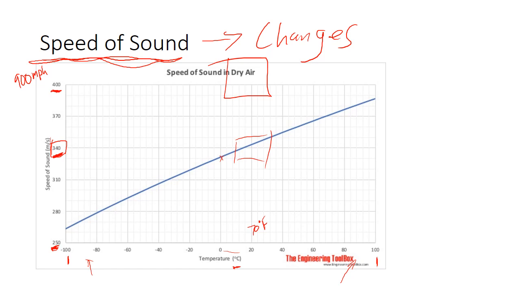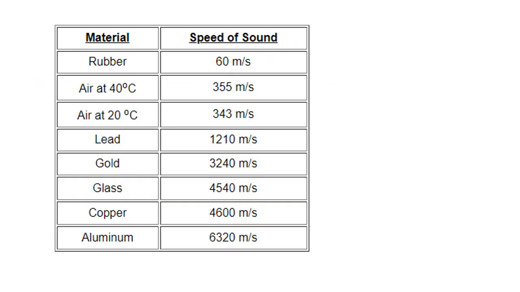Now, some other limitation here is this is all for air. What if you're not in air? Well, then you're in something else. And I want you to notice this. Let's look at some of these numbers. Here's your air right there. But I want you to notice that the material matters way more than the temperature. So if you're hearing me talk, the sound comes at this speed.